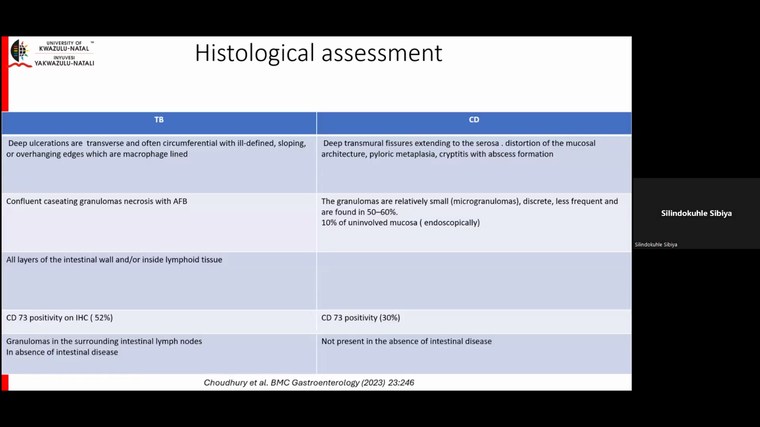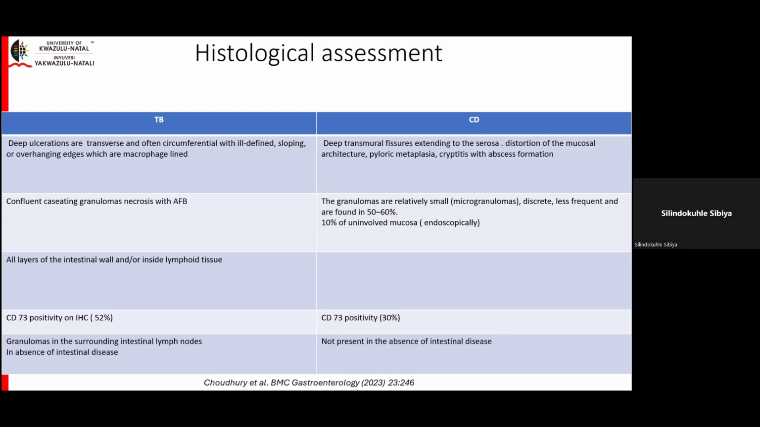So what would differentiate the two? What you may find in TB will be deep ulcerations that are transverse and often circumferential, with ill-defined edges that are sloping and overhanging, which are macrophage lined. While in Crohn's disease, one may find deep transmural fissures extending to the serosa, distortion of the mucosal architecture, pyloric metaplasia, and cryptitis with abscess formation.